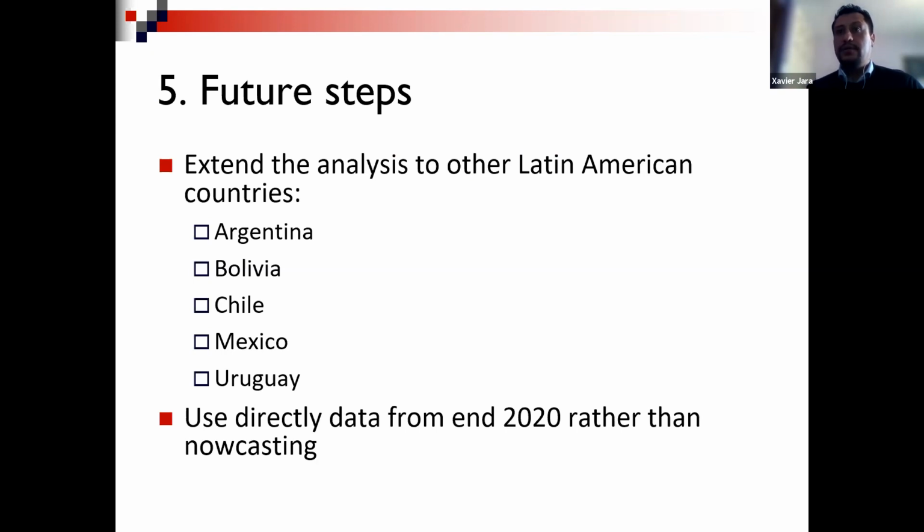So we would expect to see differences in the cushioning effects that tax and benefit policies have had across these countries. Now, more methodologically, what we want to do is to move away from nowcasting at least for the end period of 2020. So what we want to do is to compare directly survey data from the end of 2019 with survey data from the end of 2020.